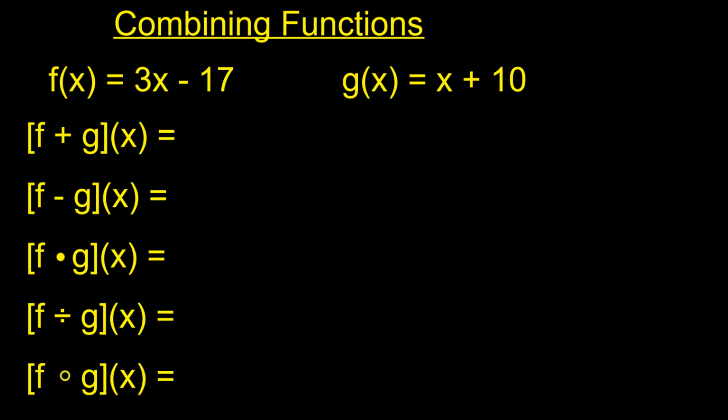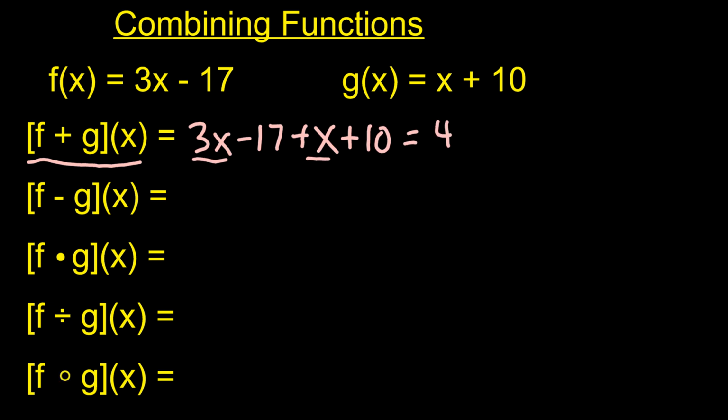So for f plus g of x, what this is saying over here is we're just going to add the f and g functions together. That's all that's telling us to do. So it's really combining like terms. So 3x minus 17 plus g of x, which is x plus 10. We combine like terms. We've got 3x plus x, that's 4x. Minus 17 plus 10 would be minus 7. And that's what f plus g simplifies down to, is 4x minus 7.